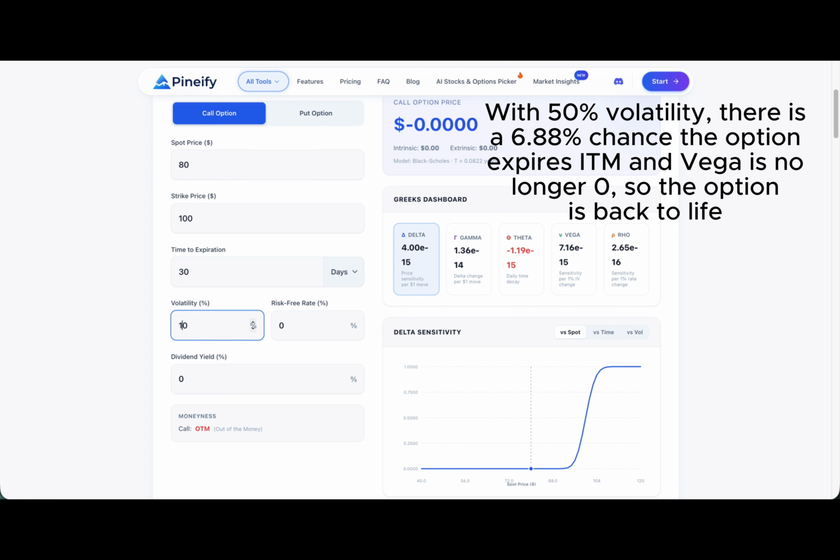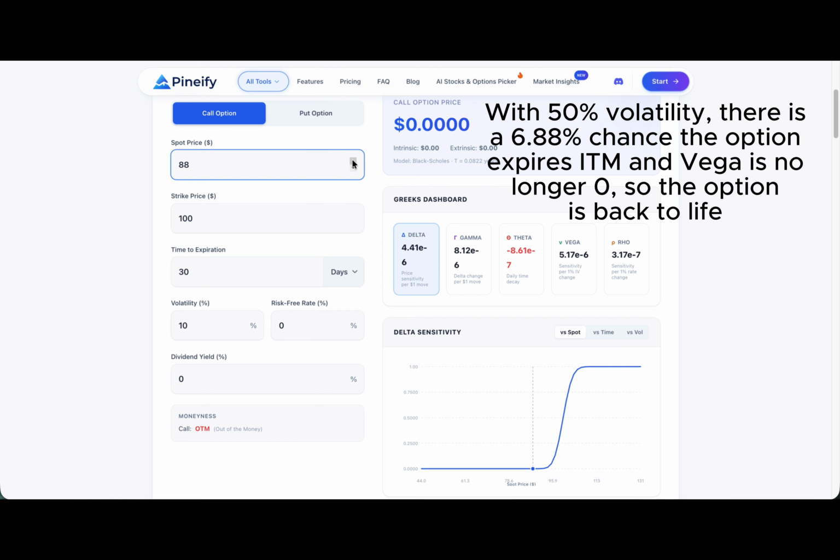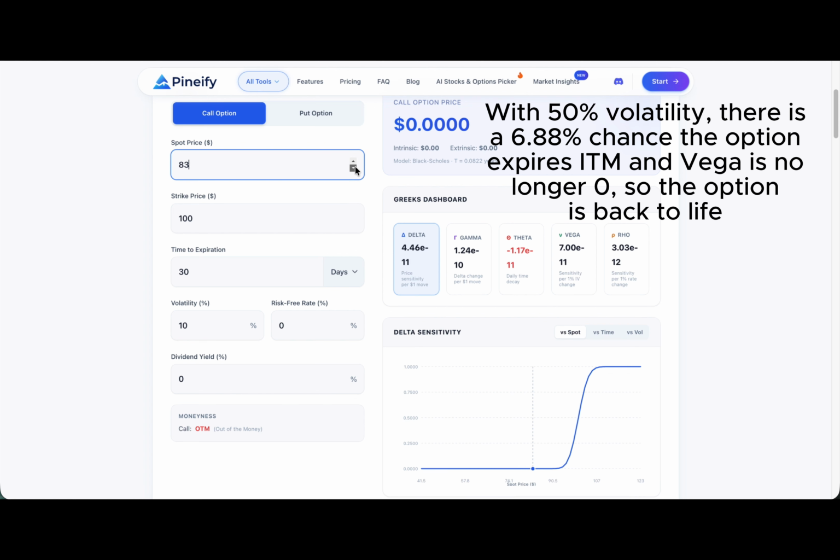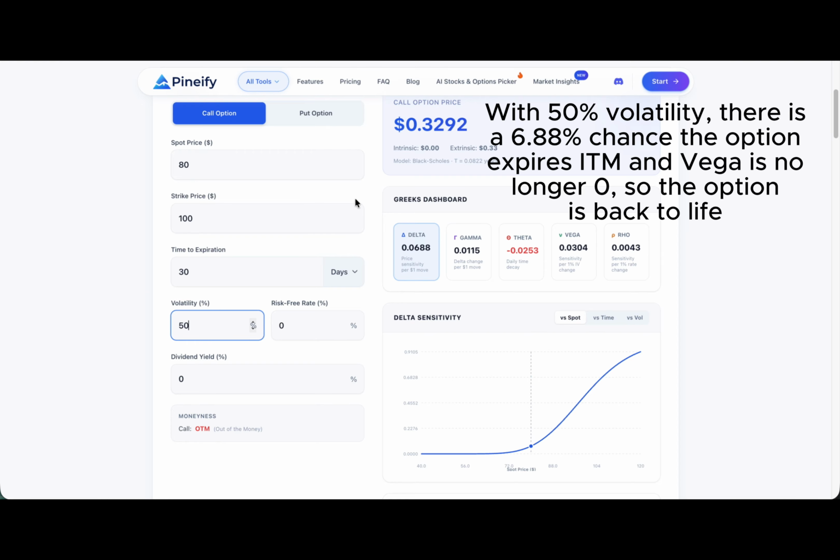Whereas if you recall, with 10% volatility, it didn't move. The stock would need to appreciate much more for the option to get back to life. That is why with an increased volatility, this is no longer the case. The option is very much alive. And you see here that now with every dollar that the price moves, the increase will be almost 7 cents.